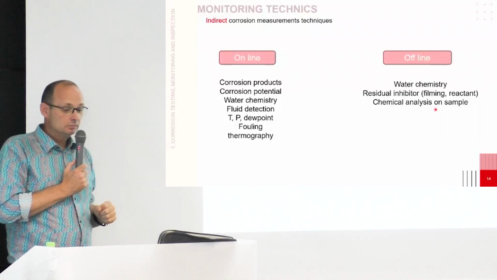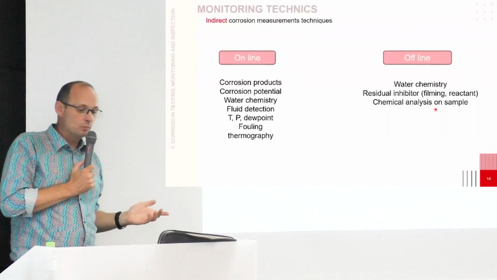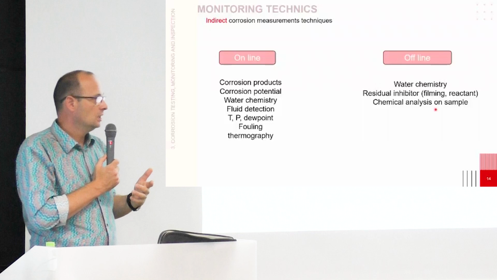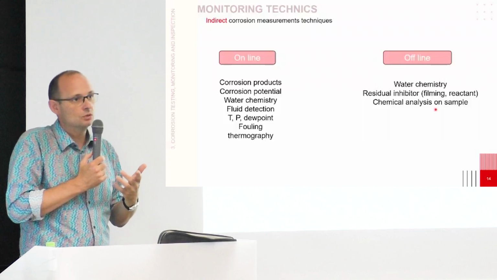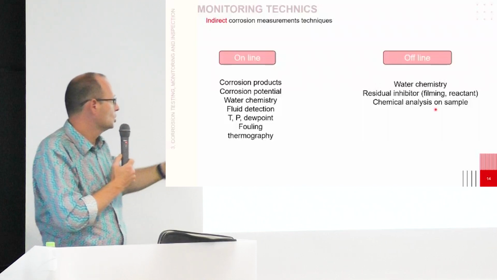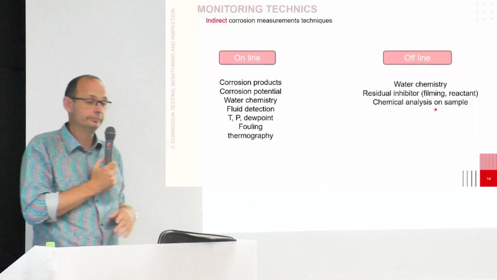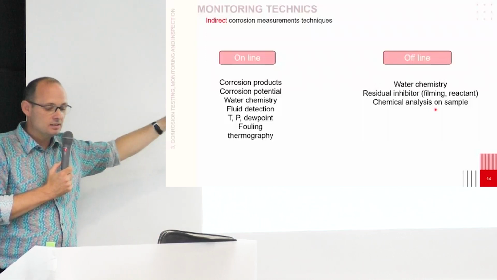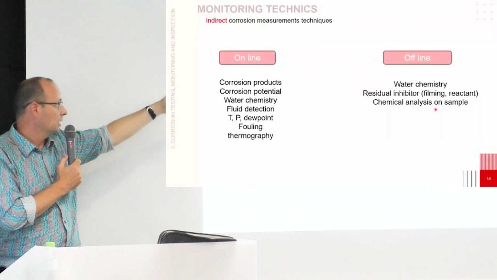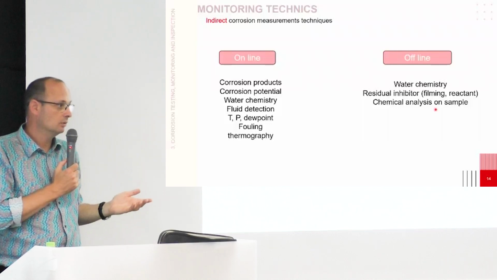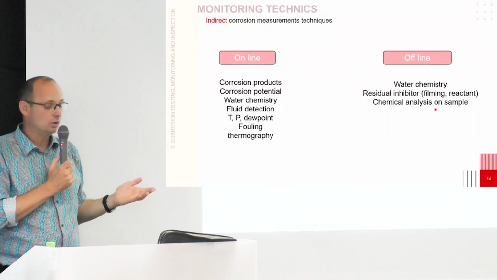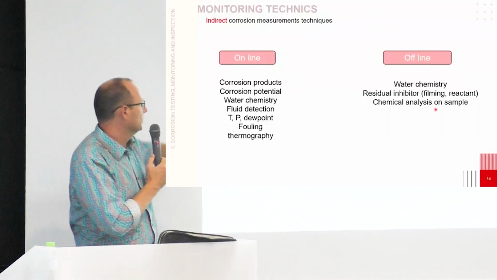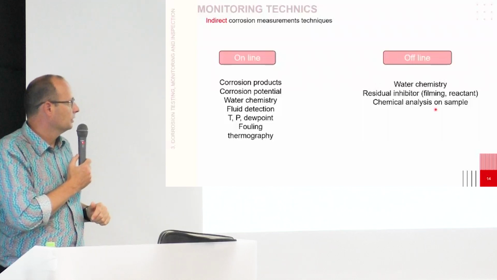Fluid detection, that's another point. If the system changes because of corrosion, the chemical composition of the system can change, and it can change the temperature and pressure of the system. In this case, if you follow the temperature and the pressure at all times, you can detect any trouble of corrosion. The fouling, the thermography, those are the online techniques.